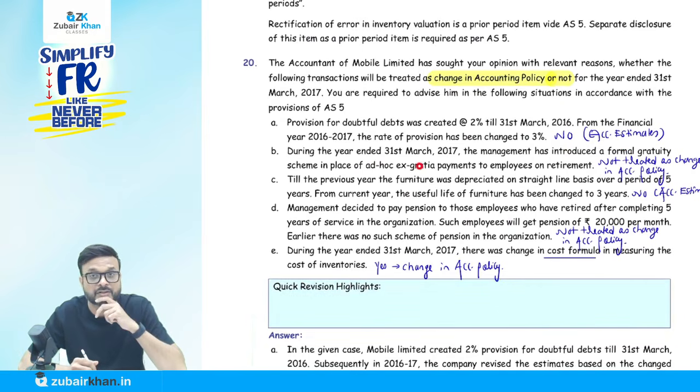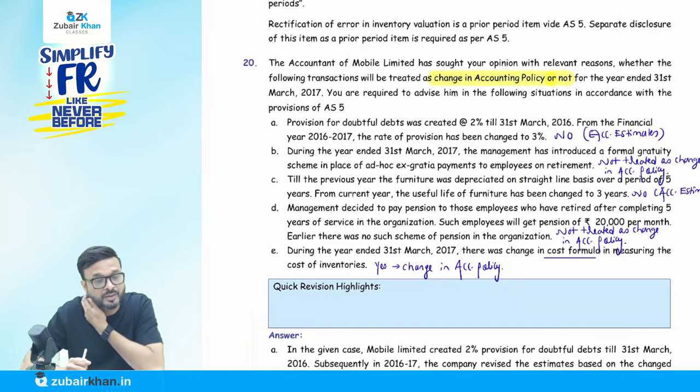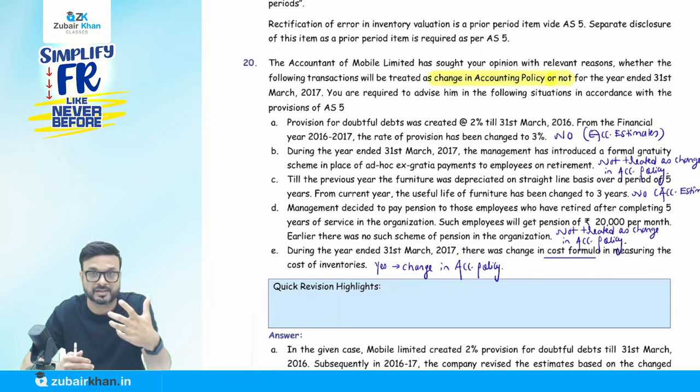During the year ended 31st March 2017, the management introduced a formal gratuity scheme in place of ad hoc ex gratia payment to employees on retirement. Same example. As I told you, this is not a change in accounting policy. We don't treat it as a change in accounting policy because it is just a difference in substance. That is not a change in accounting policy.